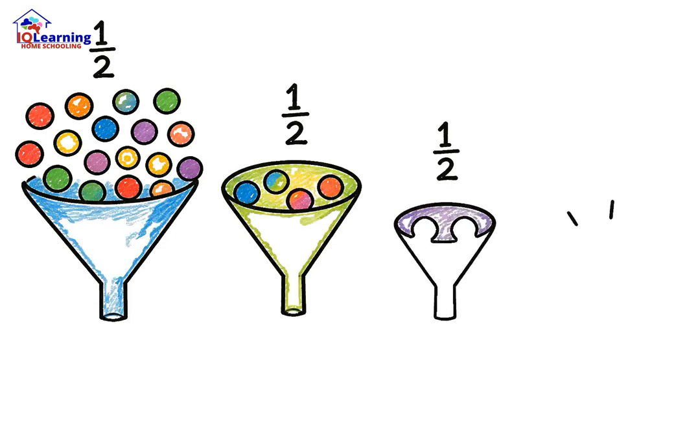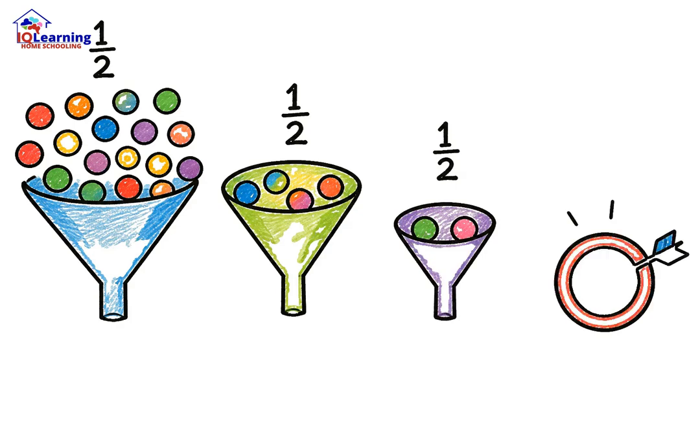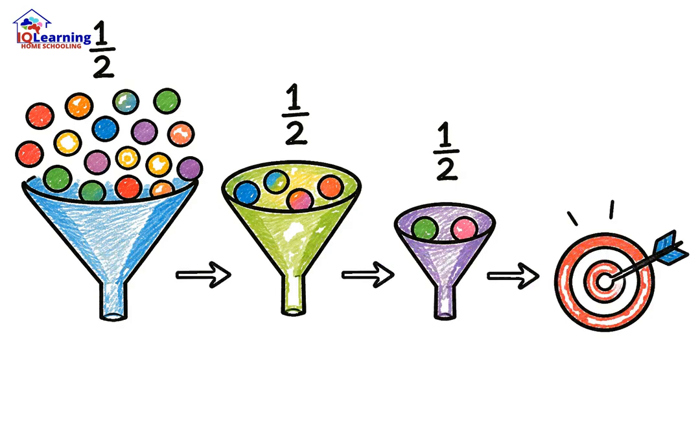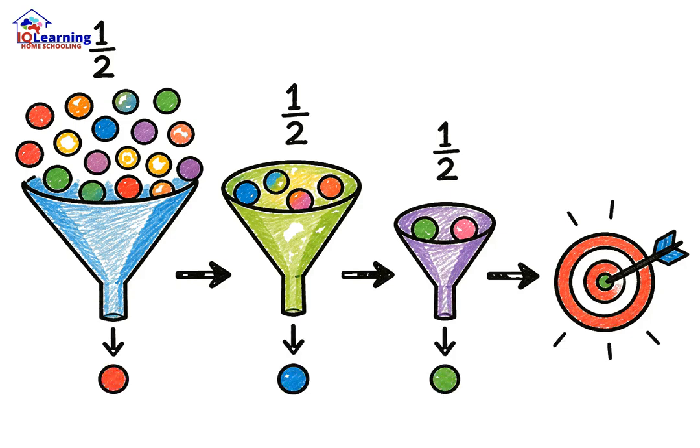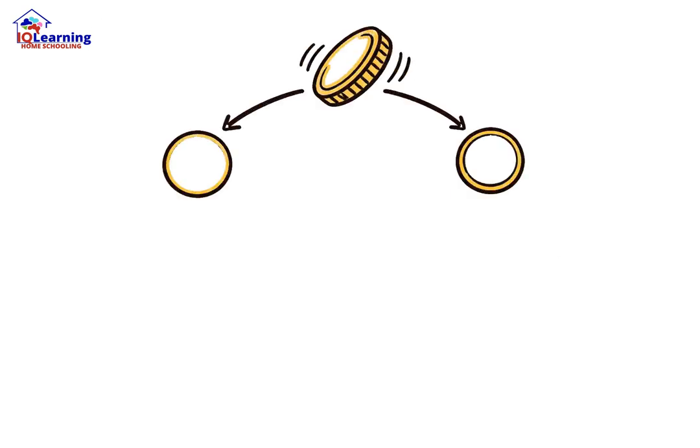It's why flipping 3 heads in a row isn't a coin toss. It's 1/2 times 1/2 times 1/2, a 1 in 8 chance. But what if there's more than one way to win?